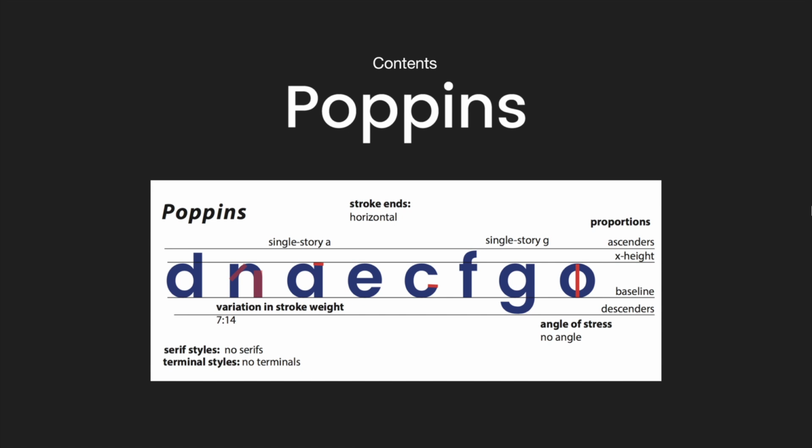For Poppins, it has horizontal stroke ends with no serif. It also has one-story A and G. Variation in stroke weight is 7 to 14. Since it is ordinary and not too fancy, this font is appropriate for the content. Simple style of this font allows the audience to read the text easily.